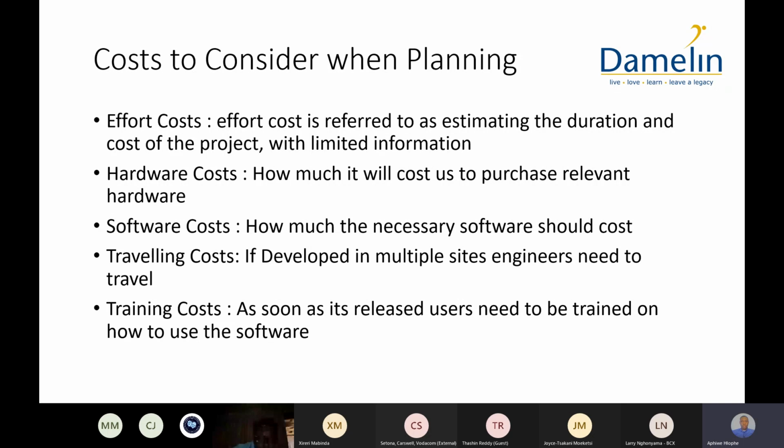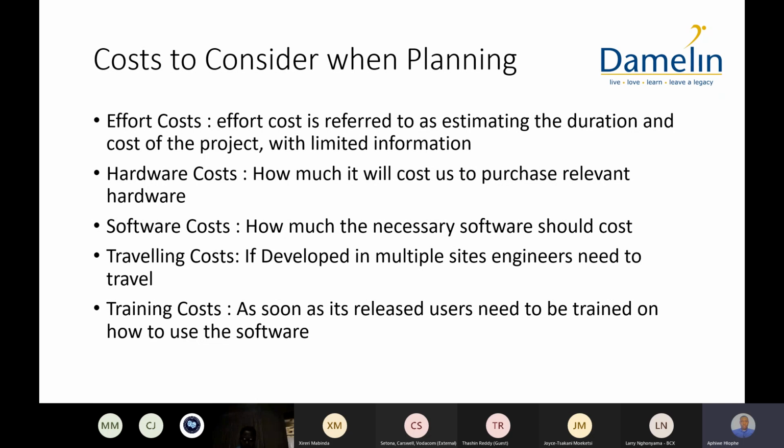Then you also have hardware costs. Sometimes you're developing a software and you will need to change the overall infrastructure at which the software will be running on. So you're going to need to purchase some sort of server, computer, machine. That is hardware costs. So not all projects will have hardware costs. Maybe the infrastructure that's already in place is good enough to run the new software. And then software costs as well. You may need to acquire any third-party libraries, especially if you're doing software reuse.